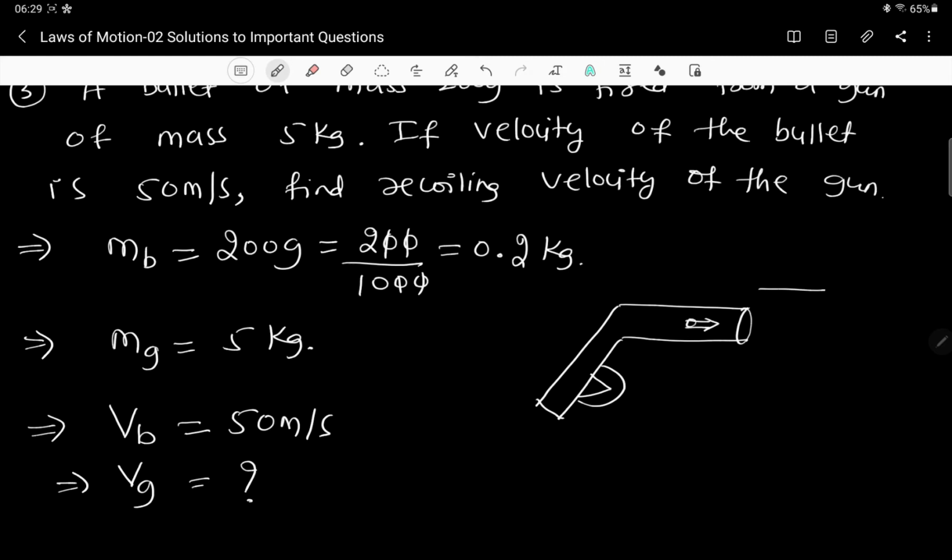This bullet will move forward, it will move forward with some velocity. All right, what was its initial velocity inside? The initial velocity of this bullet was 0. And what was the initial velocity of the gun? 0. All right, and the masses are given.